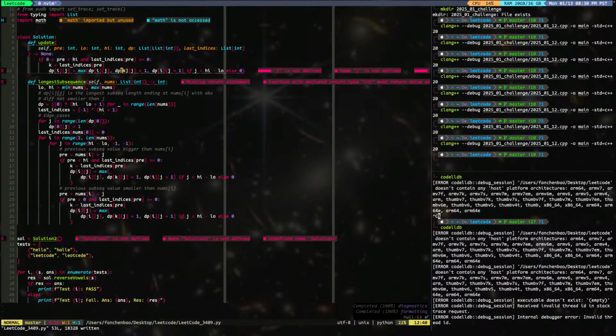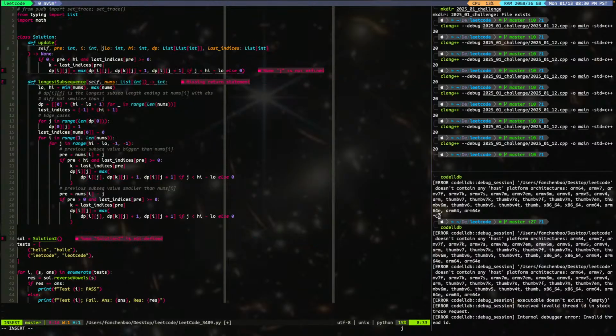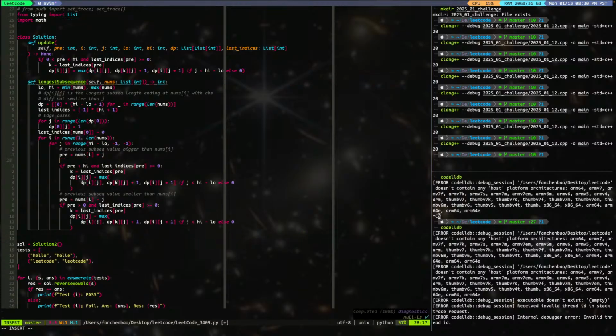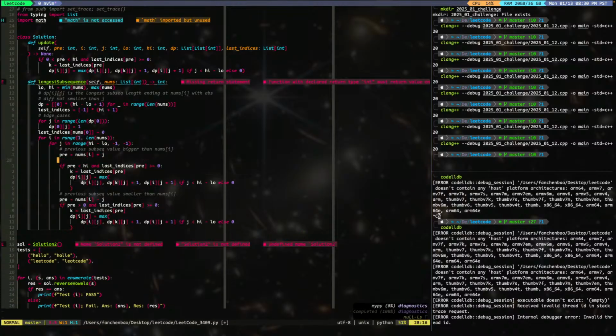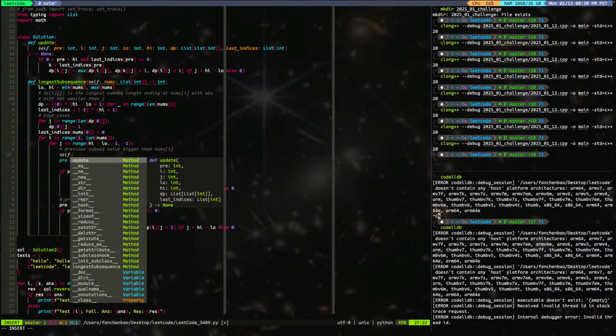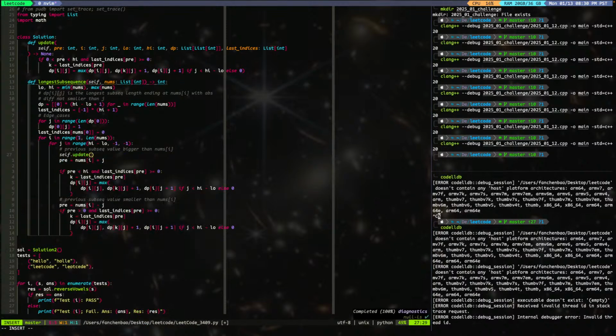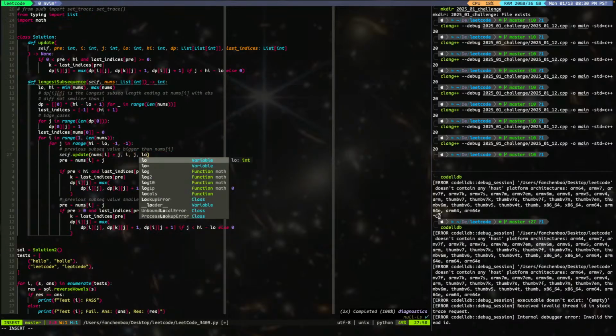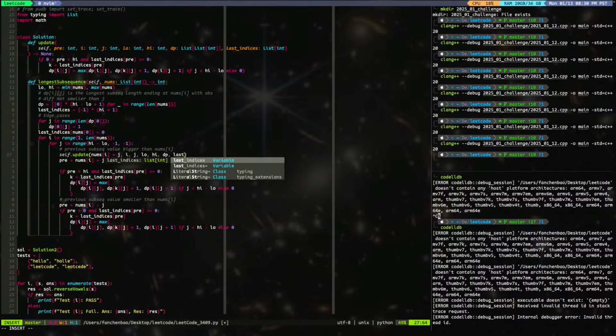Right, high and low. J is not defined. So in the I, J, what else? Okay. So in this case, we can say self.update, self.update nums I plus j, low, high, dp, and last indices.